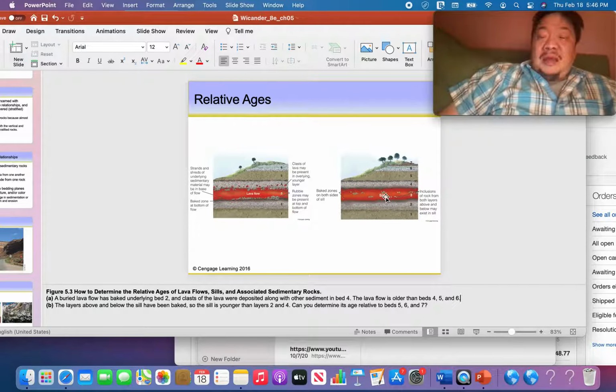A sill is plutonic. It's phaneretic. It cooled underground. And you've got chunks of bed 2 and bed 4 in the sill. So this is a different situation, right? We know that since the sill has chunks of 4 and 2 in it, it must be younger than 4 and 2. So in this situation, what happened? Well, first beds 1, 2, 4, 5, 6, and 7 are deposited, and then the sill intruded in between beds 2 and 4.